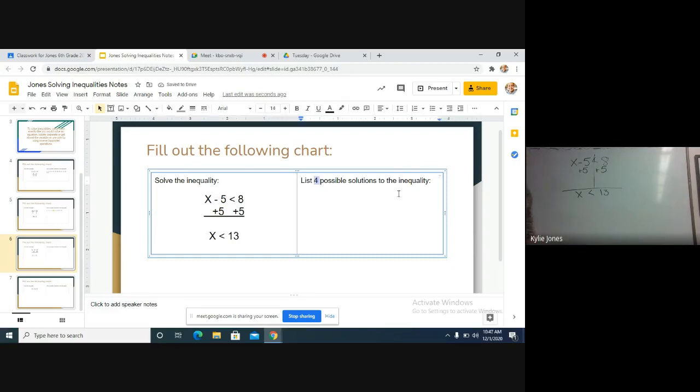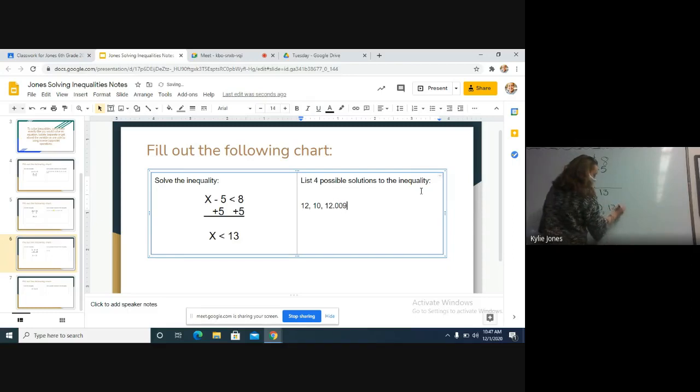What are some possible solutions? Yoshi, what's a number less than 13? 12 is a number less than 13. 10? Good. It cannot be 13 on this one. There's no equal to, so it just has to be anything less than 13.